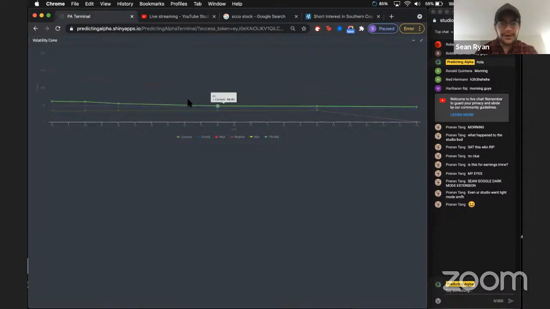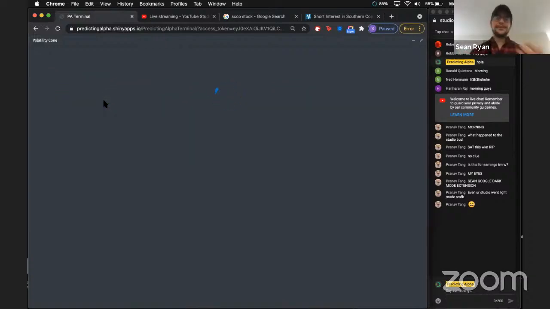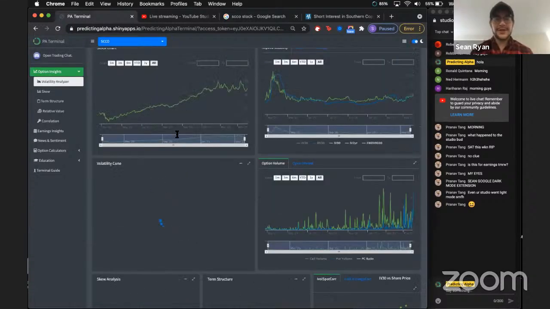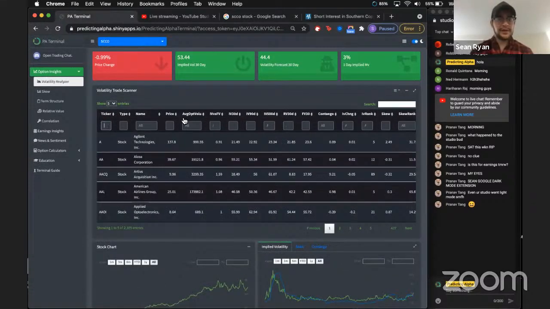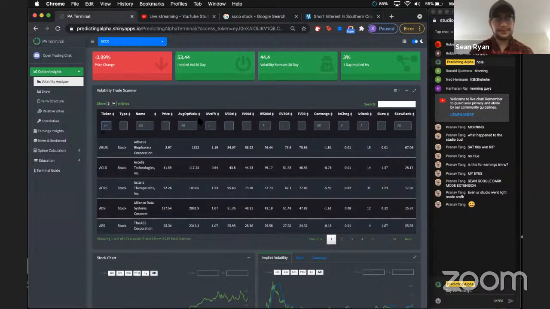It looks like where the vol's really pumped up is maybe on this 20 to 30 day mark. Okay. So if I were to be coming in here to sell vol, off the bat, I'm starting to think maybe this nearer dated stuff is looking pretty juicy. Let's just pull up SCCO.